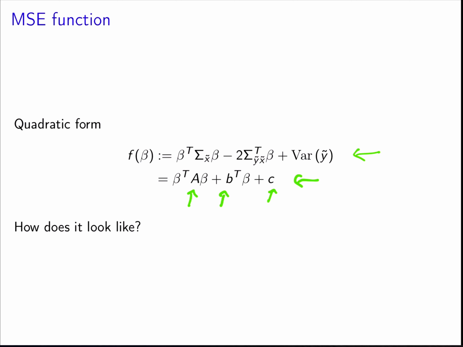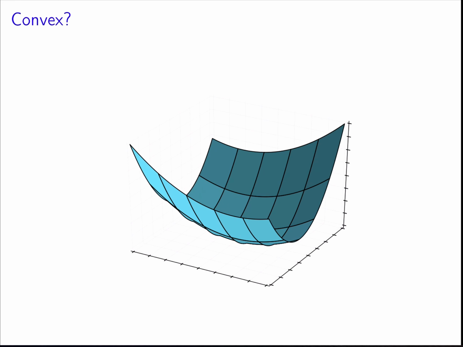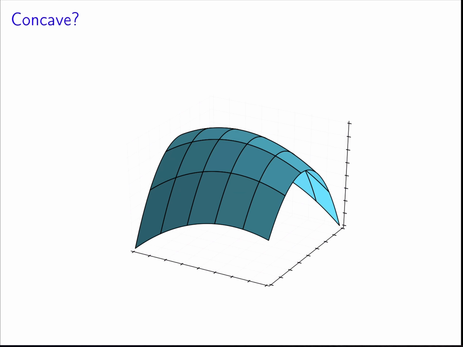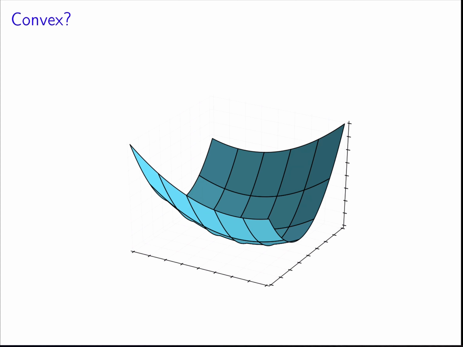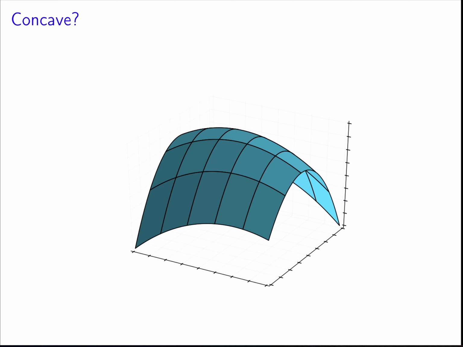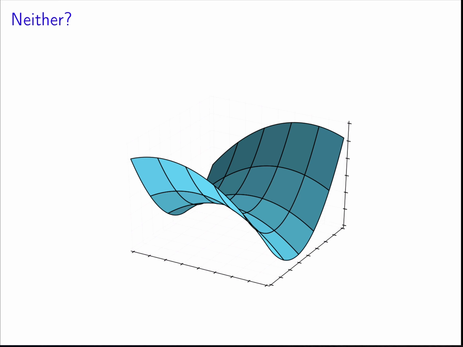It could look like this if it turns out to be a convex quadratic function. It can look like this if it's a concave quadratic function, and it can look like this if it's concave in one direction and convex in the other direction. So it's very important for us to know how it looks, because if it looks like this, that would be really good news, because it would have a certain minimum, which would be our optimal beta. But if it looks like that, or like this, we wouldn't be able to find a minimum.